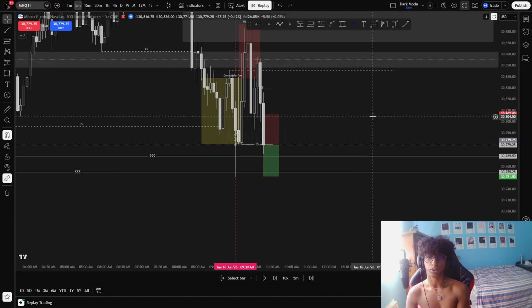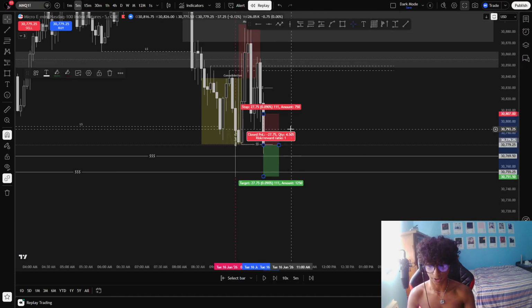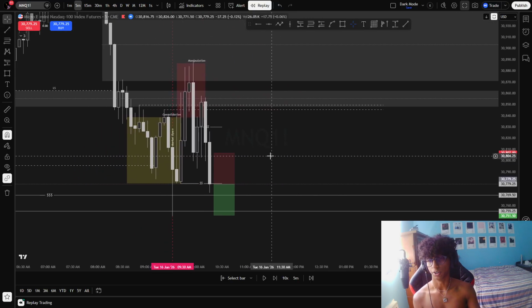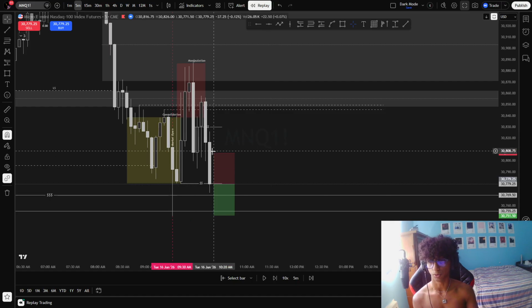Think about how much you're willing to lose. If you're on a 100K funded account, I'd say risk 2%, 2K. If you're on a 50K, risk 1%, or risk 2% as well. It would be 1K, right? You want to keep your risk low. You gotta be comfortable with what you're risking.